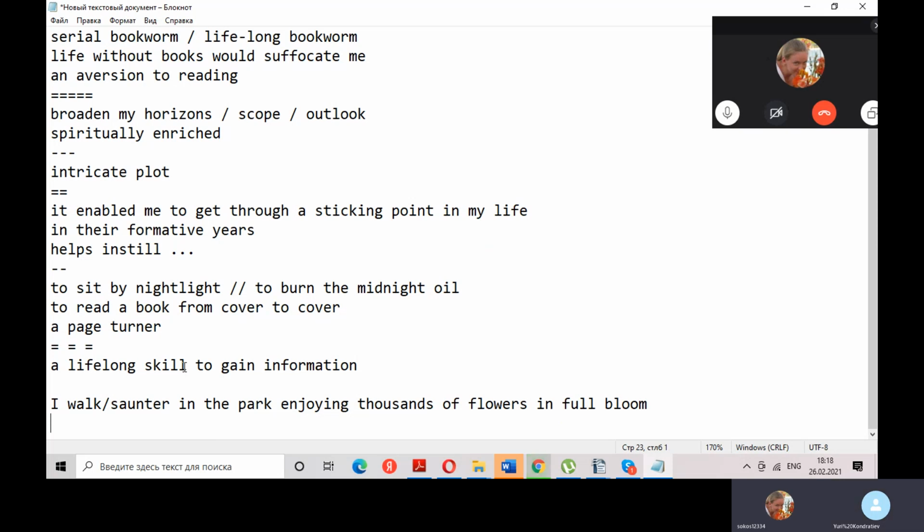Okay. So here is another phrase. I saunter in the park enjoying thousands of flowers in full bloom. And then for lexical resource, I think it's a golden opportunity to mention some types of flowers that grow there and two or three types of trees that grow there. So what flowers and trees do you remember in English?